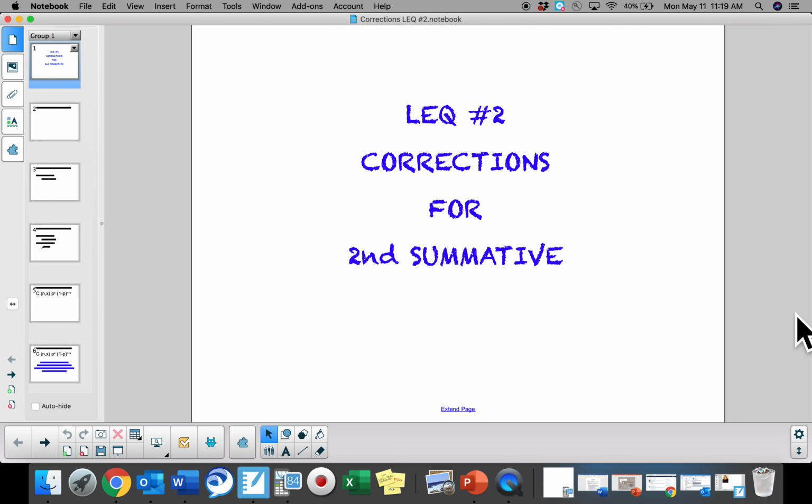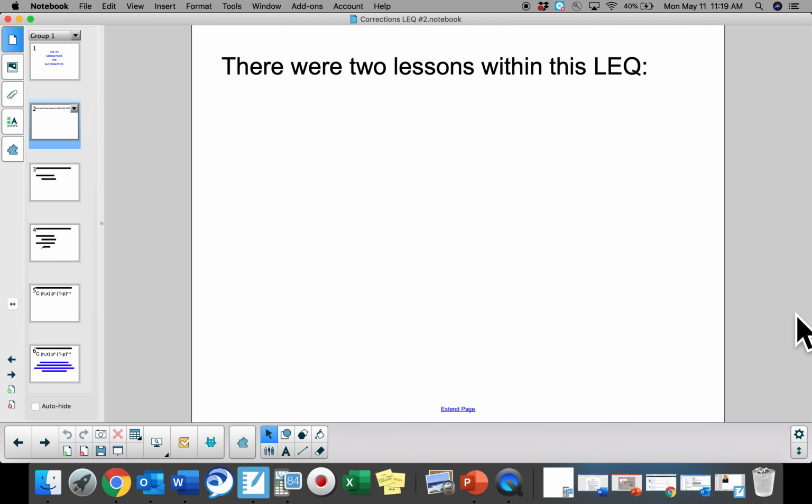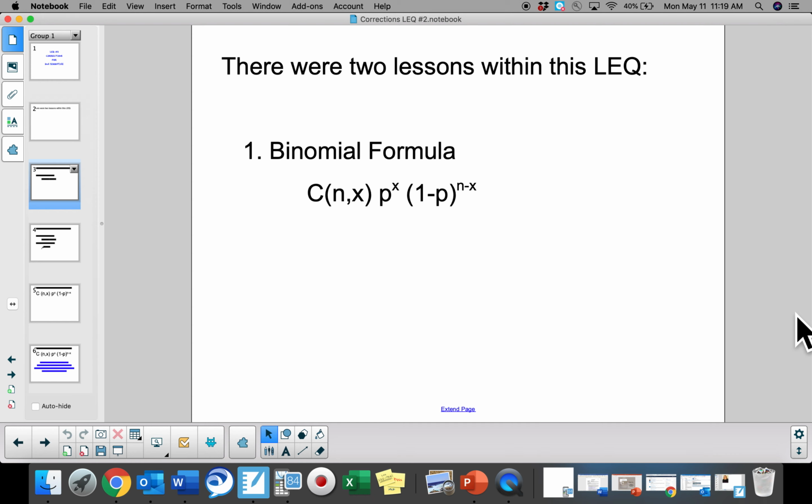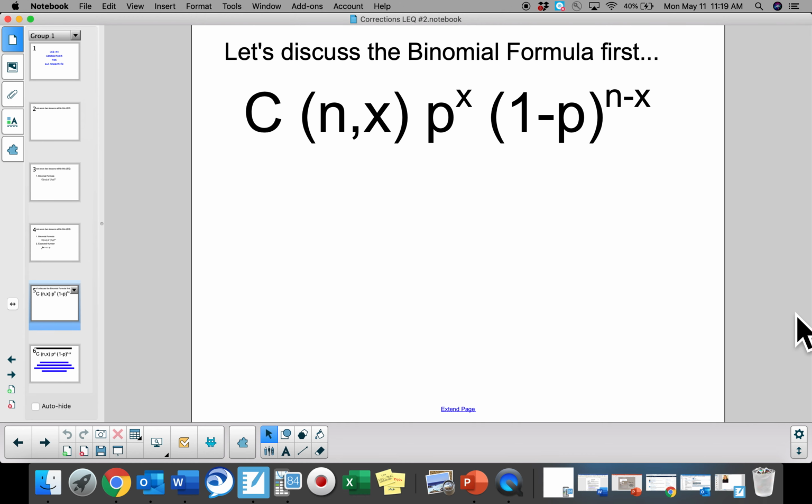Hi guys, these are your LEQ corrections for the second summative if you didn't do so well. There were two lessons within this LEQ. First, we talked about the binomial formula, and second, I taught you about expected number. We're going to focus on the binomial formula first.